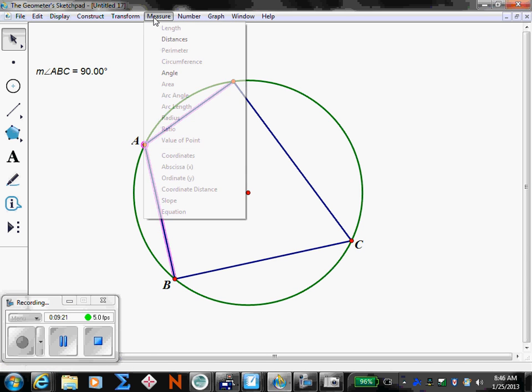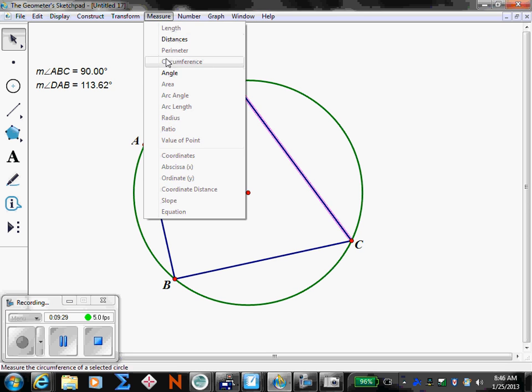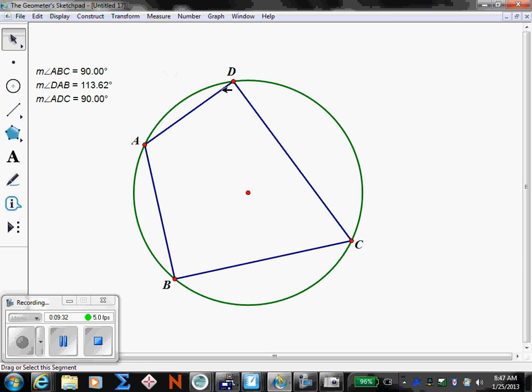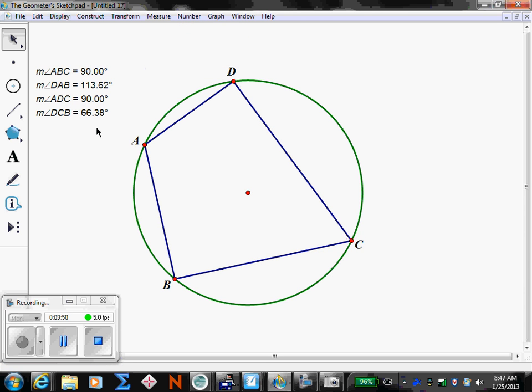So I'm going to measure angle A, then I'm going to measure angle D, and then I'm going to measure angle C. So we already know that all 4 of these add up to be 360 because it's a quadrilateral. There's another relationship. The opposite angles are supplementary.